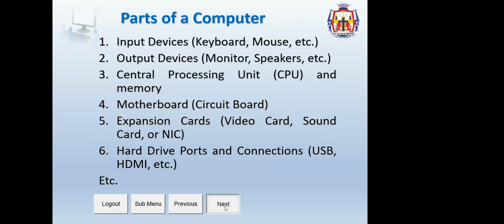So we are starting with the components: the input and the output. When we talk about input, we're looking at those components that are used to enter data, such as the keyboard, the microphone, the mouse, the scanner, etc. Then we have output, such as the monitor, the speakers, the printers, the projectors, etc. Then we have, among other components, the central processing unit.